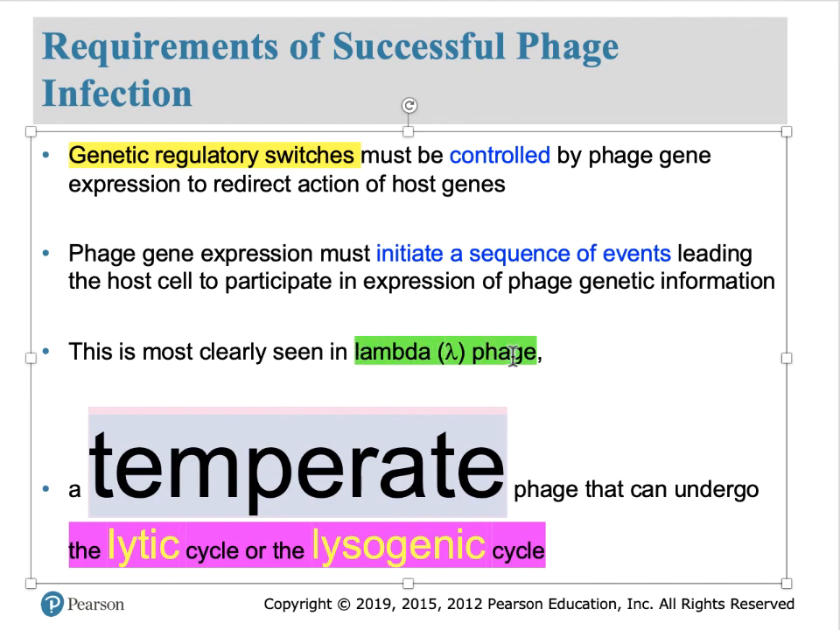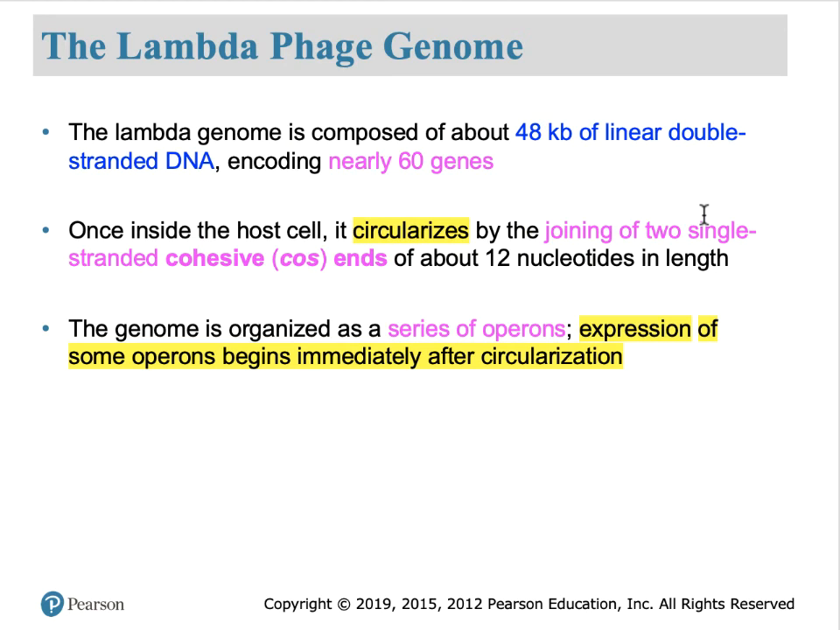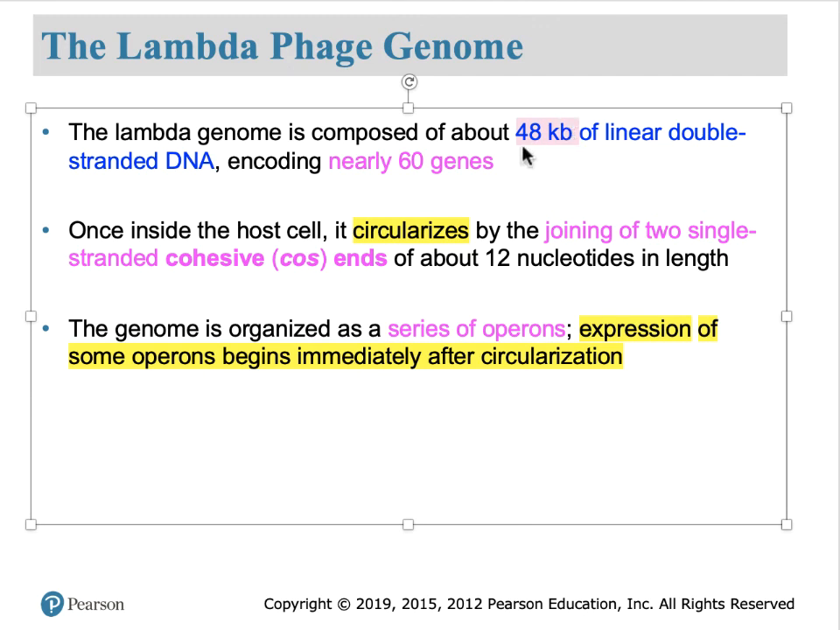And Lambda phage is the prototypical phage that geneticists used to examine how the system works. The essence is this. Phage Lambda in the wild type condition, the normal condition, is about 48,000 base pairs in double-stranded DNA. And it contains about 60 genes. Once that DNA is injected into a cell, it circularizes by joining its ends together because they have 12 base pair overhangs. Those are called cohesive ends because they're sticky in terms of chemistry. And the genome is organized into operons. And those operons are expressed either early, middle, or late during these infection cycles.